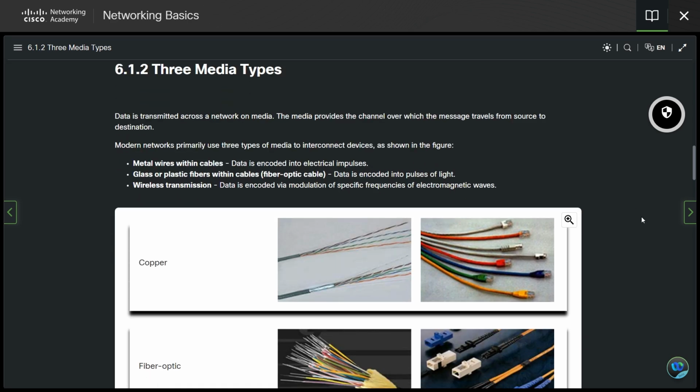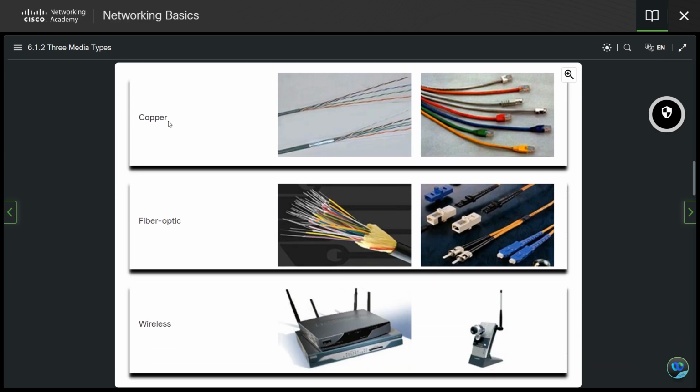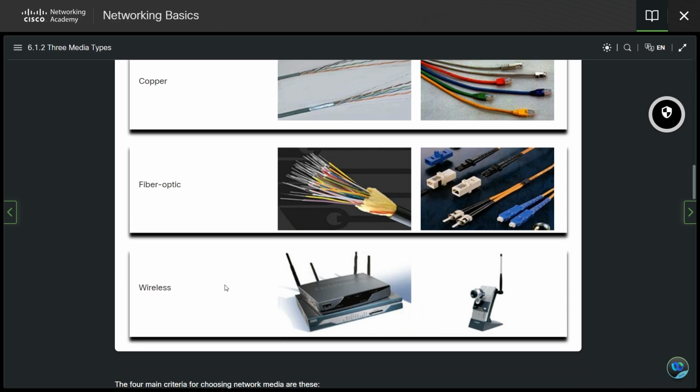The first is metal wire within cables. Data is encoded into electrical impulses. The second is glass or plastic fiber within cables, fiber optic cable. Data is encoded into pulses of light. And the last is wireless transmission. Data is encoded by modulation of specific frequencies of electromagnetic waves. We can see in the image the first, copper, the second, fiber optic, and the third, wireless devices.